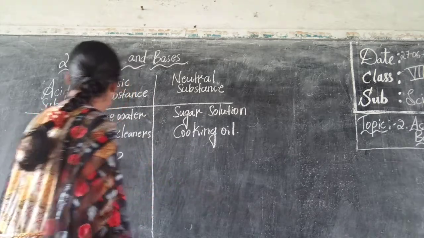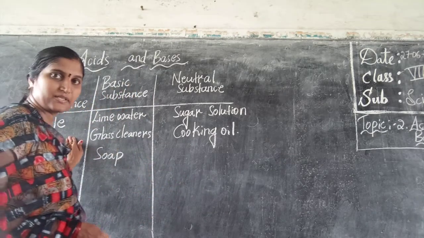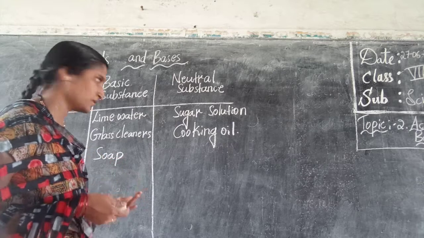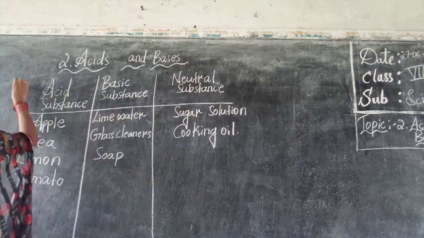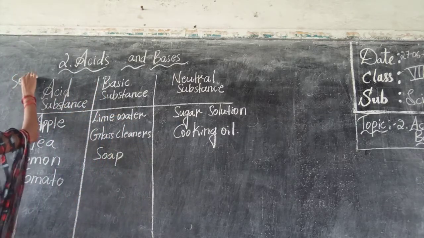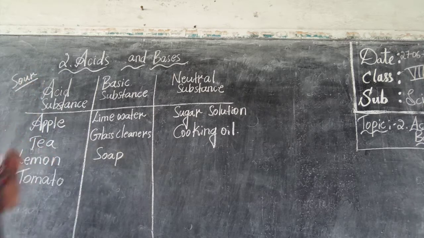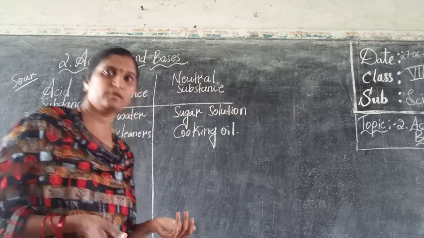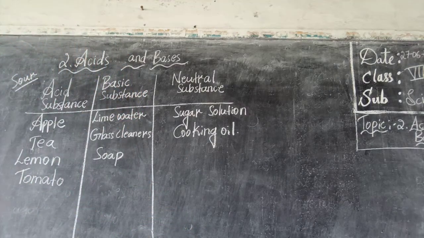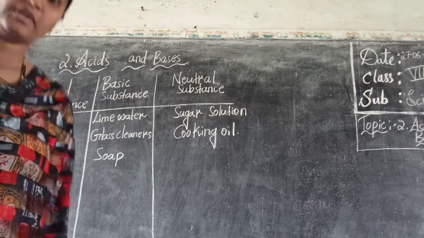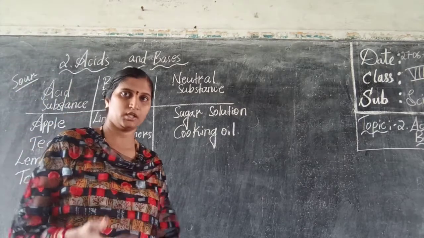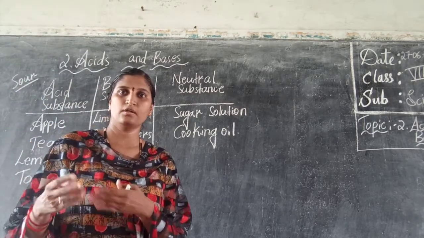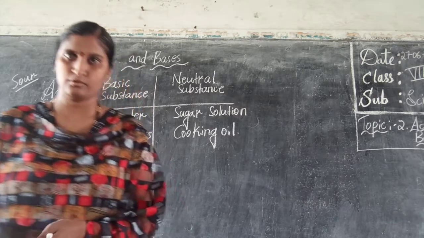Now, acidic substances: how do they taste? They taste sour, and so they are used in the preparation of food. Examples are curd and lemon juice, which are used as food.